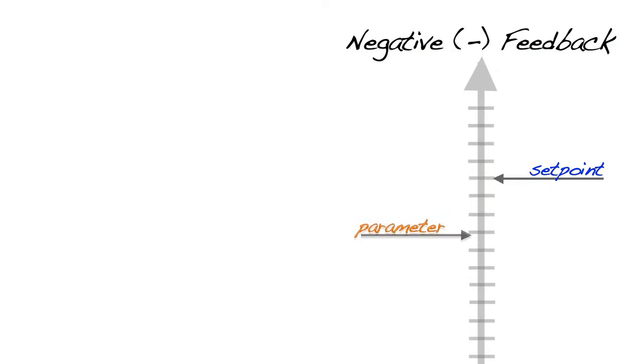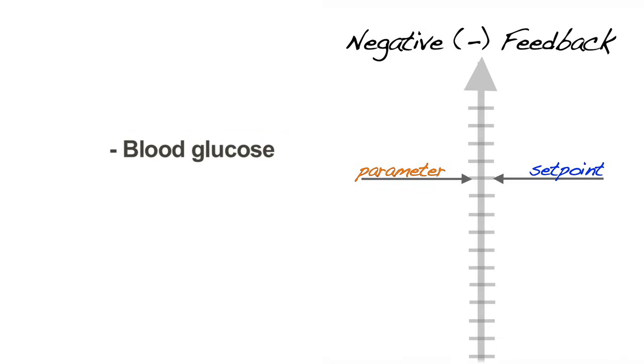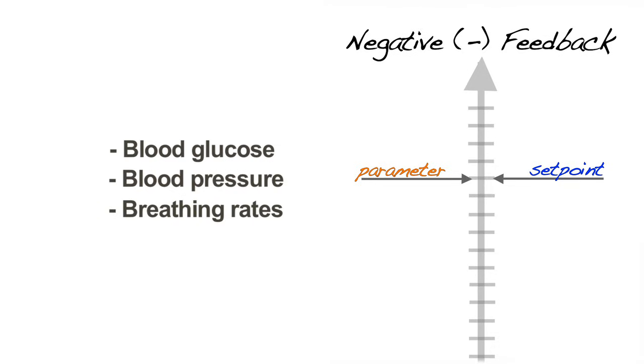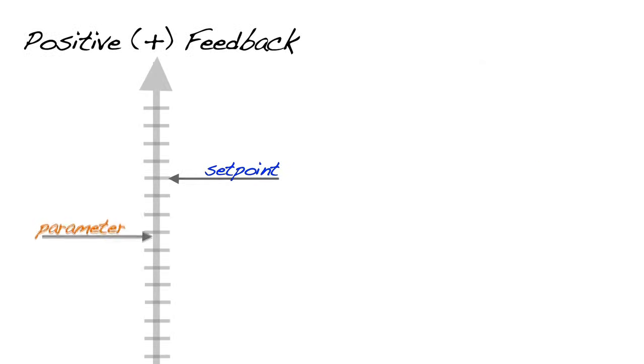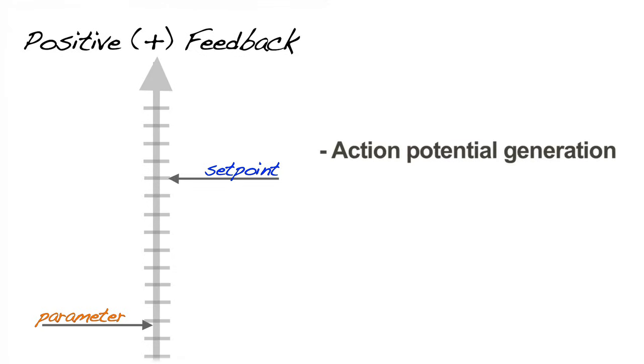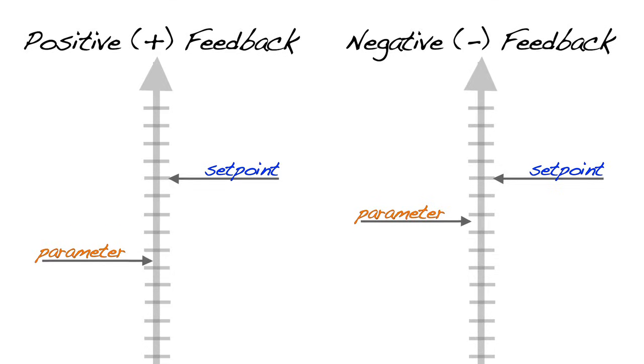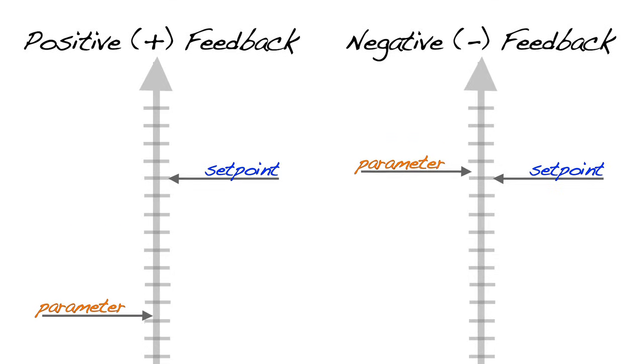Negative feedback loops minimize deviations within a system, keeping its parameters close to a desired set point. The control of blood glucose, blood pressure, and breathing rates rely heavily on negative feedback loops. Positive feedback loops, on the other hand, tend to destabilize a system by amplifying a stimulus towards an extreme. This is important in irreversible processes such as action potential generation, blood clotting, lactation, and ovulation. There are many other examples of negative and positive feedback loops in the human body.